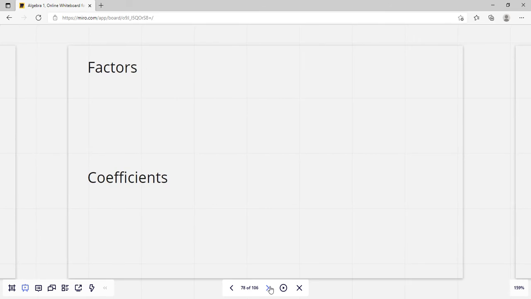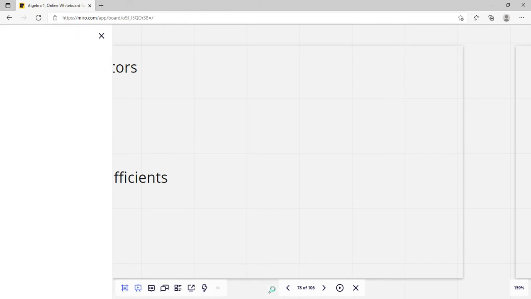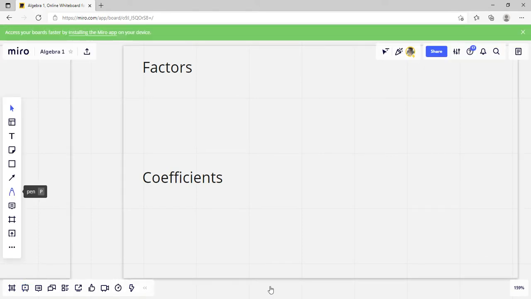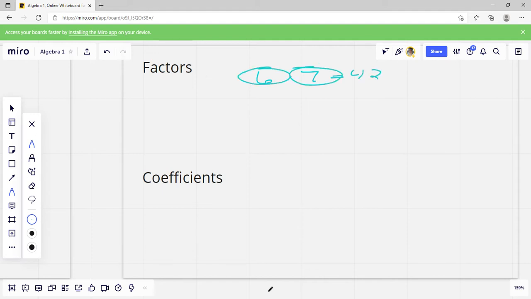Alright, first of all, factors. Factors are going to be like when you're multiplying, so you've heard the word factor before. So if we said 6 times 7 equals 42, 6 is a factor and 7 is a factor. The same thing works when we're using variables. So if we said x, y, and z, x is a factor, y is a factor, and z is a factor.